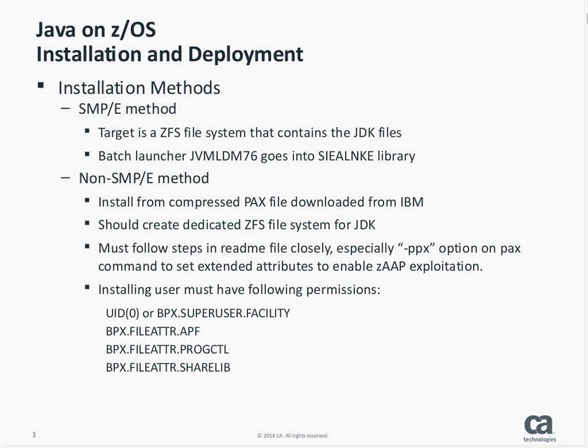First off, the JDK: there are two ways you can install it. The SMP method I'm not intimately familiar with because I'm in a development group. The target is a zFS file system that contains all the JDK files, and additionally there is a load module that gets installed into the SIEALNKE link library. Non-SMP method: if you want to, you can download a compressed pax file from the IBM website. You need to be registered with IBM to do that.